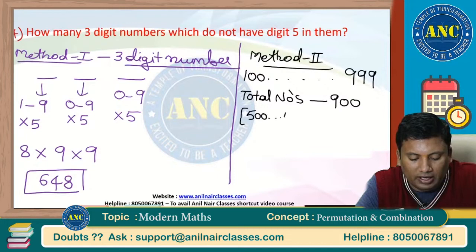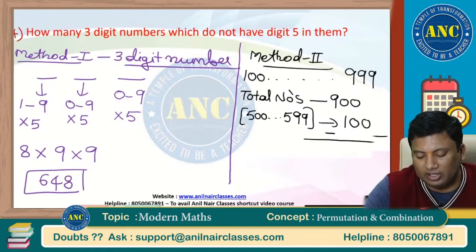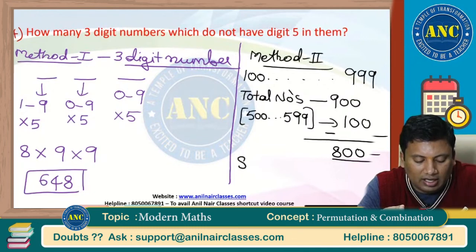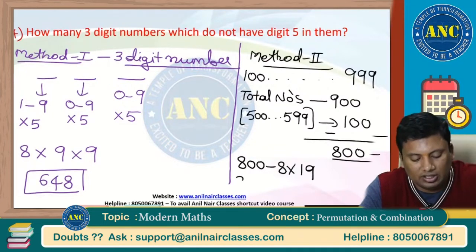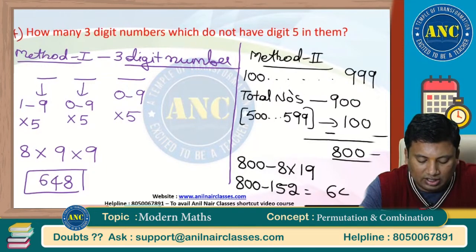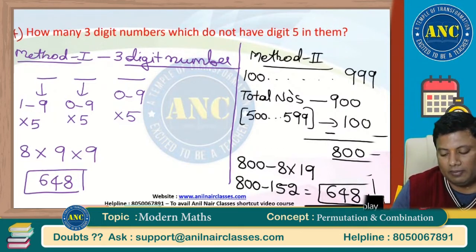500 to 599, in these 5 will definitely be there. We have to subtract. Out of 900, in 100 numbers digit 5 is definitely present. Remaining is 800. In every 100 numbers, it is present in 19 numbers. So 800, 8 into 19, so 800 minus 152. The answer is nothing but 648.